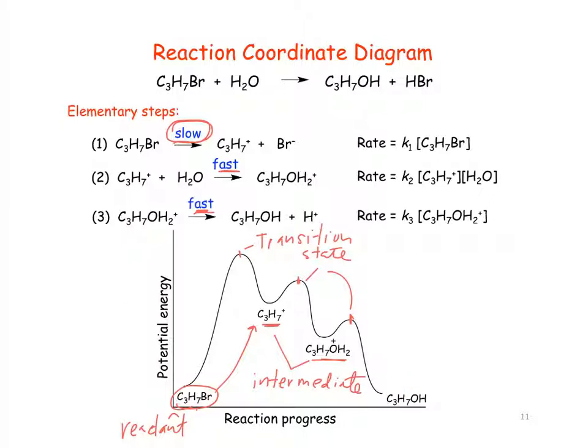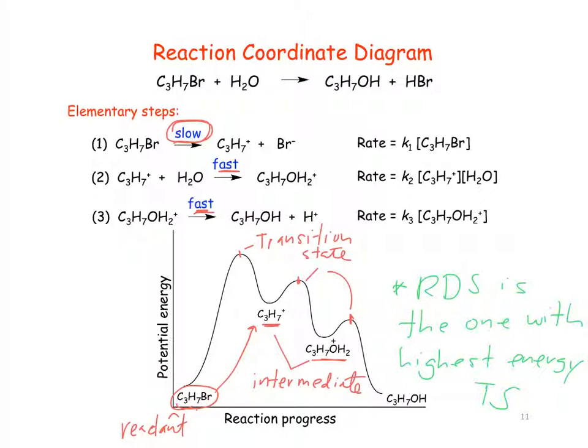Okay? So, what do we see here? We've talked about how step 1 was the slowest step. Can we understand why step 1 is the slowest step if we look at that reaction coordinate diagram? Why would it be the slowest? Right, it has the highest activation barrier. Or we can put it this way: the rate determining step is the one with the highest energy transition state. So no matter how fast we make the second and third steps, it's not going to go any faster, because the first step is the rate determining step.